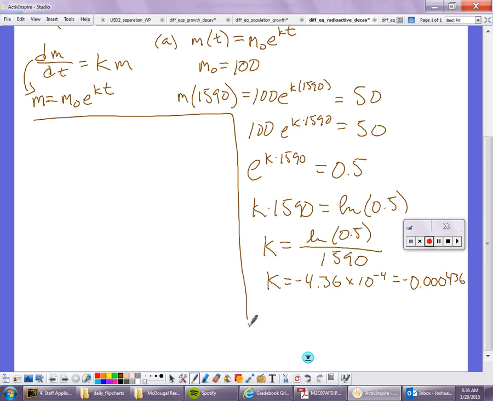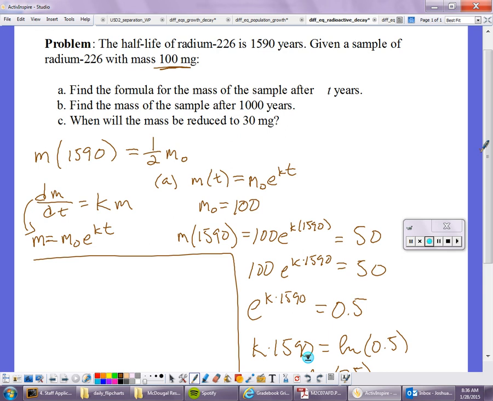I'm going to do part B over here. So B says, use that formula to find the mass of the sample after 1,000 years. So this is going to be just like the problem we did with exponential growth. We're going to do the same thing. So m equals 100, m0, times e to the negative 0.000436 t, where t is, what did they ask for? 1,000 years.